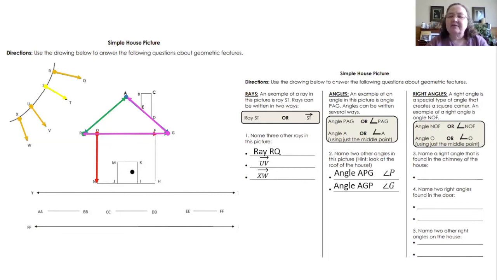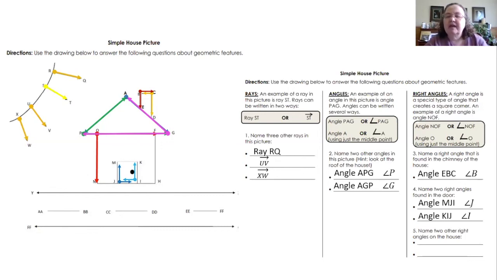Now for right angles, the right angle that is found in the chimney of the house, there were two, and I wrote angle EBC or angle B. Two right angles found in the door, I wrote angle MJI or just angle J because J was the vertex, and angle KIJ or just angle I because I was the vertex.